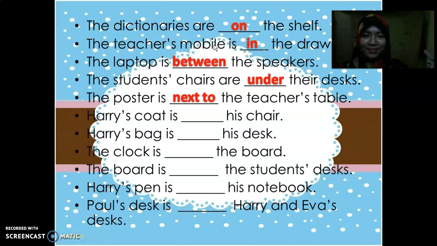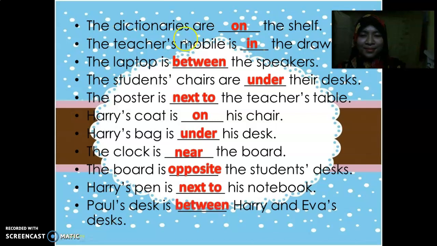6. Harry's coat is on his chair. 7. Harry's bag is under his desk. 8. The clock is near the board. 9. The board is opposite the students' desks. 10. Harry's pen is next to his notebook. 11. Paul's desk is between Harry and Eva's desks.